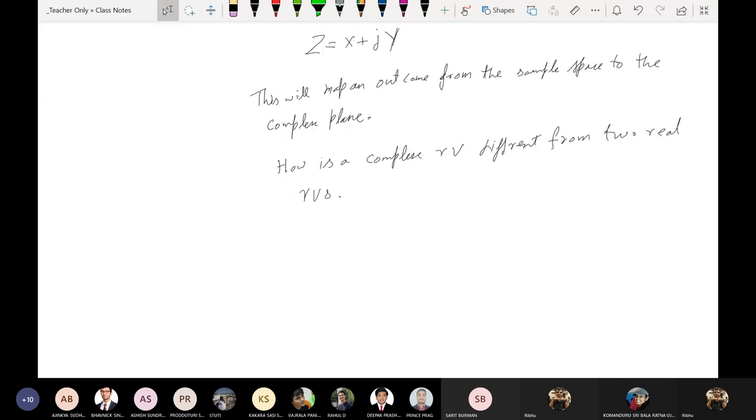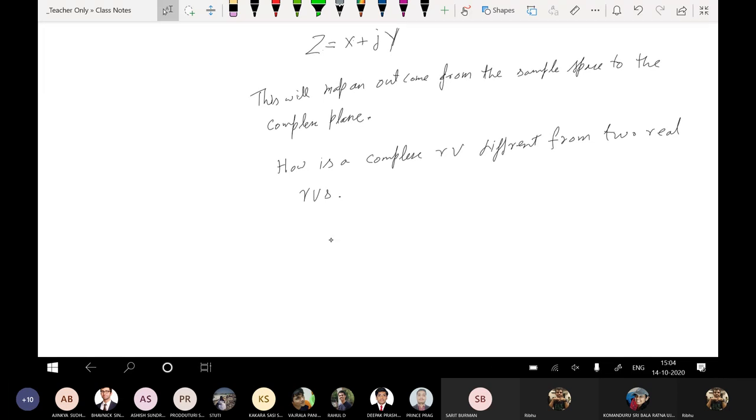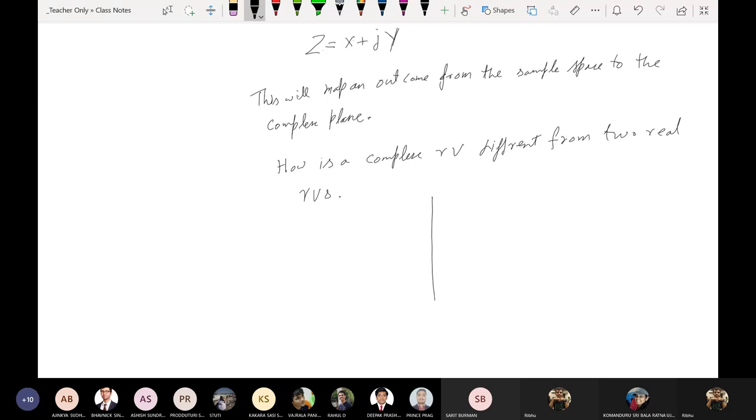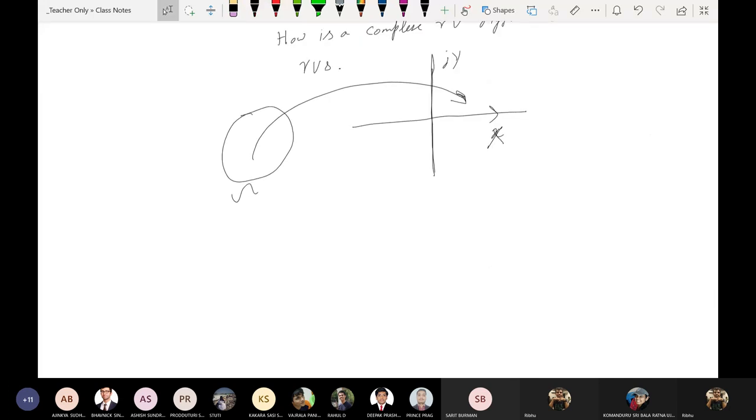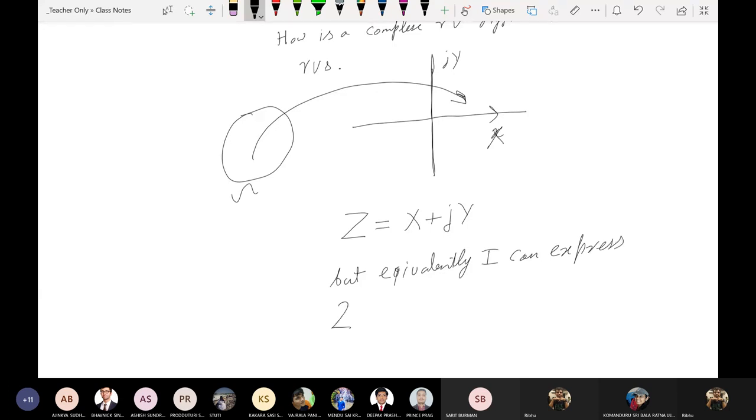Yeah, so now let us look at how is a complex random variable different from two real random variables. So first, basically, this is the sample space, and now the outcome is x plus j y. So the outcome is a point in this complex space, but equivalently, I can express z.